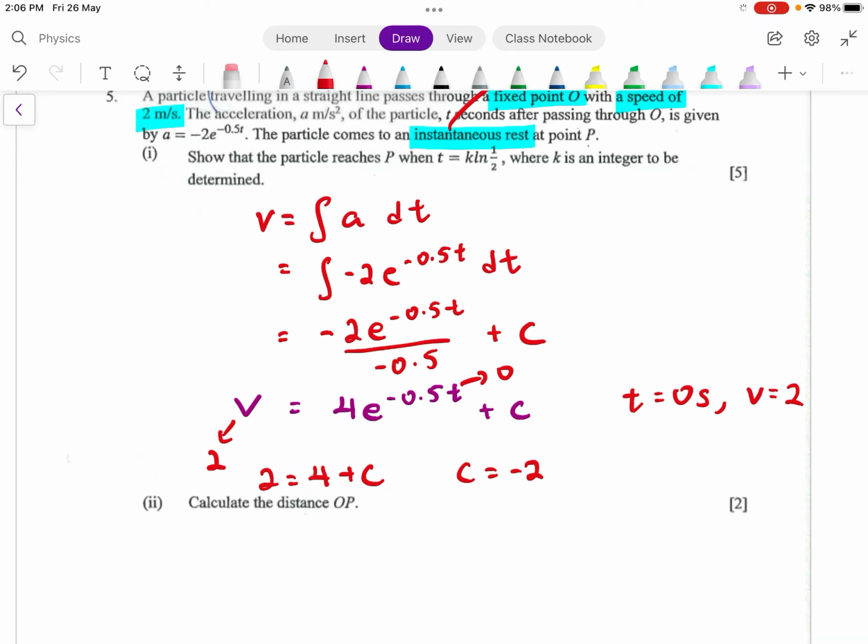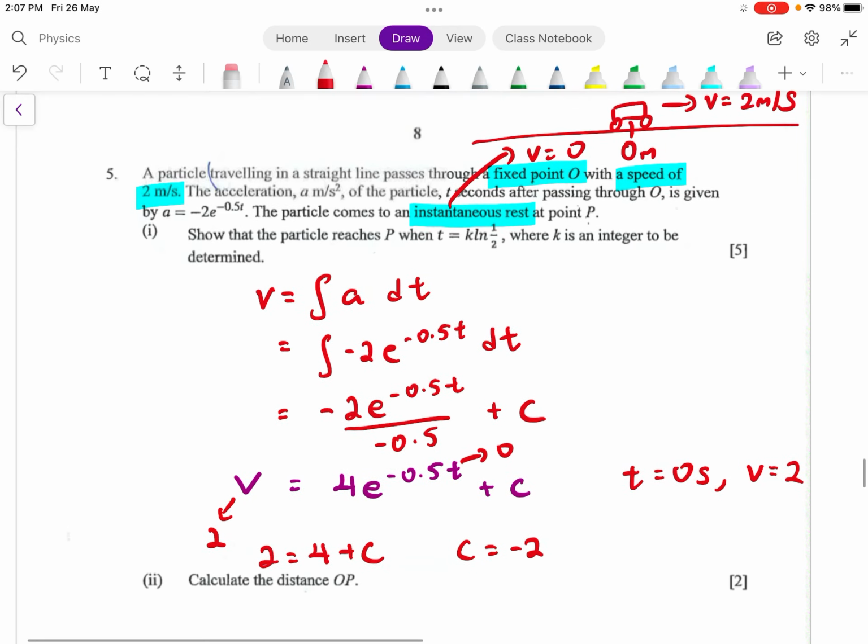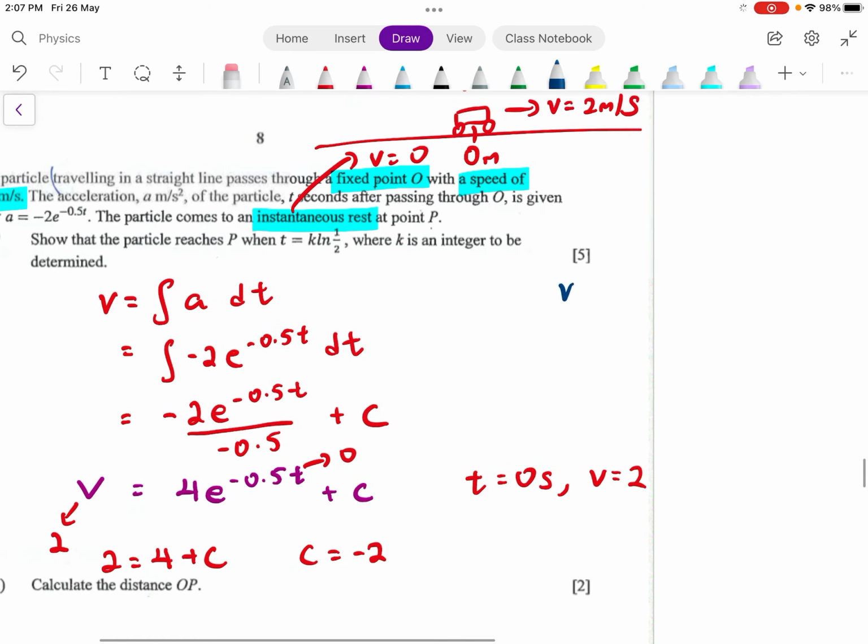Okay, based on this idea, I can already almost solve, right? So they say, show that the time is as such when I reach P. So when you reach P, you actually undergo something called instantaneous rest. So V is equal to 0. So based on the velocity time equation, V equal to 4e^(negative 0.5t) minus 2. So when you undergo instantaneous rest, 0 here. But I want to solve for t.